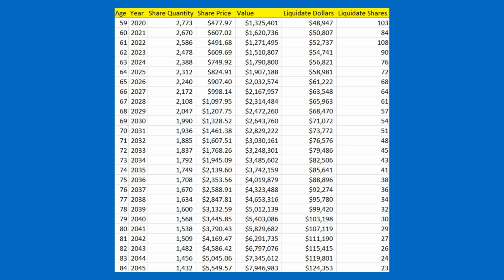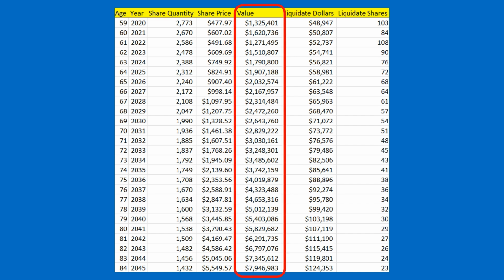And here's the second page, age 59 through age 84, and you see that first number in the value column. The value of his portfolio got back to that 1.2 million number. So it took 21 years, but the value of his portfolio did get back to 1.2 million. And if you look at the bottom, it just keeps increasing.